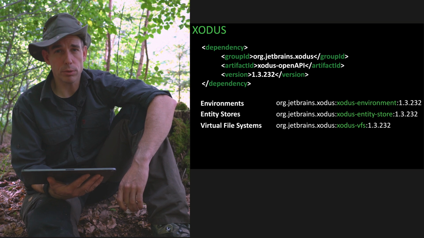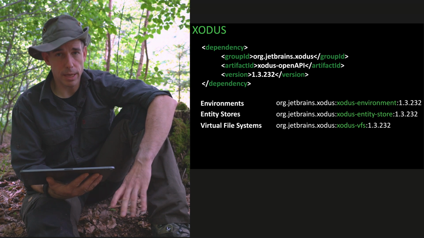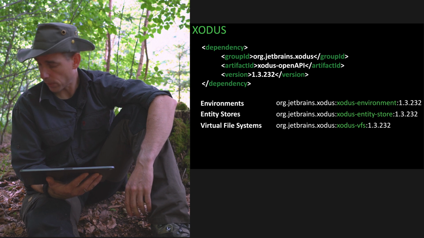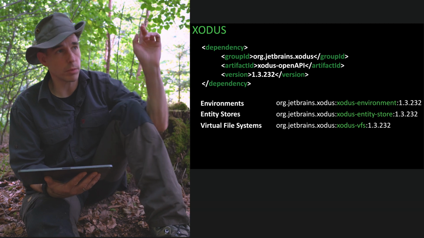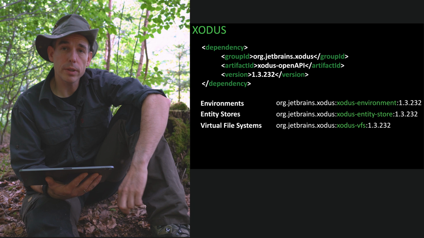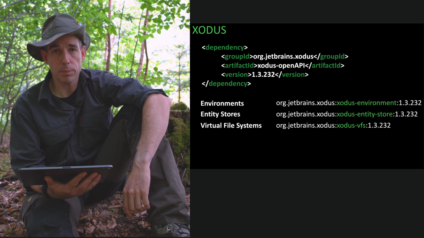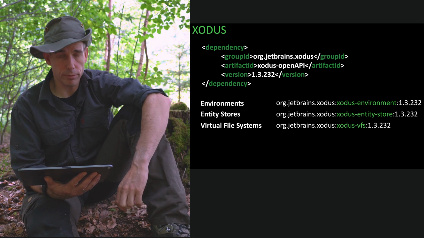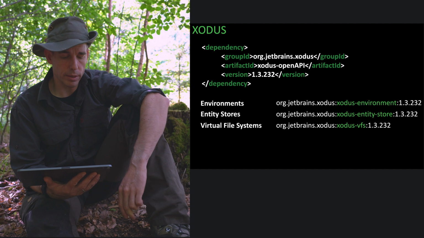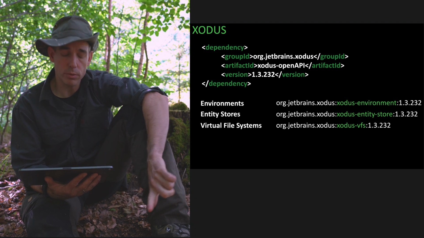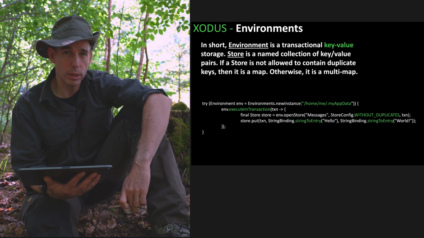What can you do with this, or how could you start with this? If you want to use XODUS, then you need at least the API, and then you have the possibility to work with 3 implementations of this API. The dependency is org.jetbrains.xodus, and the artifact ID is xodus-openAPI, and then the actual release version. Check GitHub for the latest release. The first implementation is environment, the second one is entity store, and the third one is virtual file system.